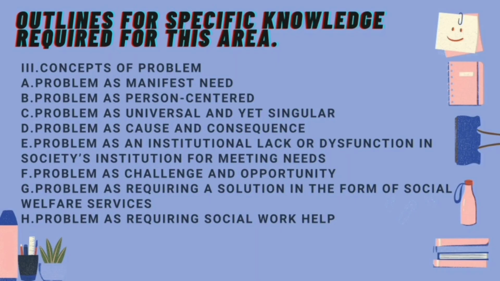The third outline is the concept of problem. The problem that is identified is, A, problem as manifest need. This problem is articulated by someone close to the problem within the organization. B, problem as person-centered. It diverges with person therapy for personal growth. C, problem as universal and yet singular. The problem affects the individual and also universality. D, problem as cause and consequence, dealing with the causes of the problems and the consequences resulting from false action. E, problem as an institutional lack or dysfunction in society's institutions for meeting the needs.